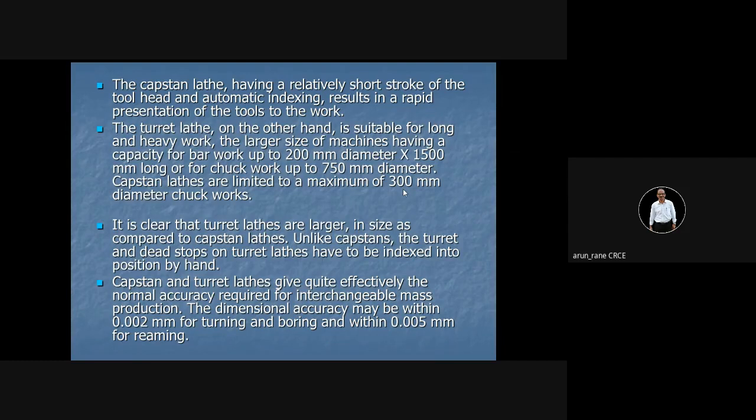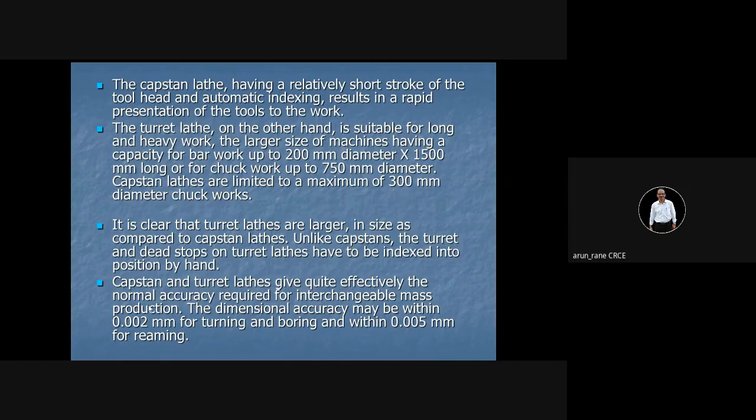So the first difference I said was of the slide. In case of capstan lathe, there is an auxiliary slide. Second difference I said, capstan lathe is used for lighter jobs, lighter machining. Then fourth difference, you can write capstan lathe stroke is limited up to 300, and like that you can go on adding.